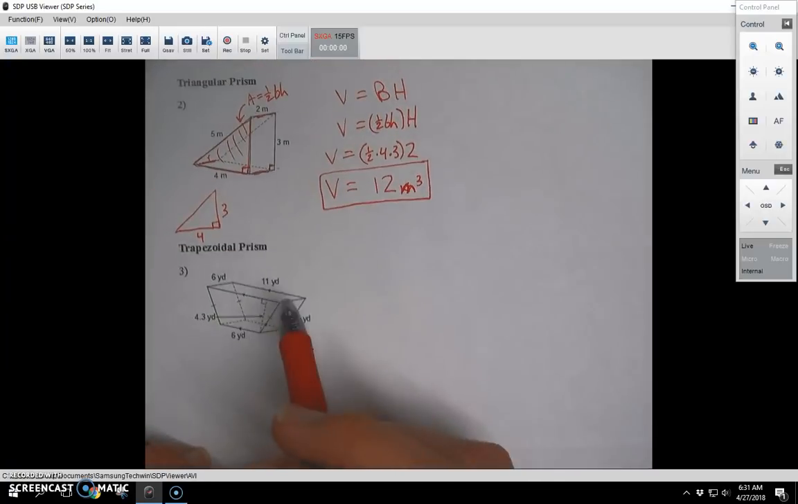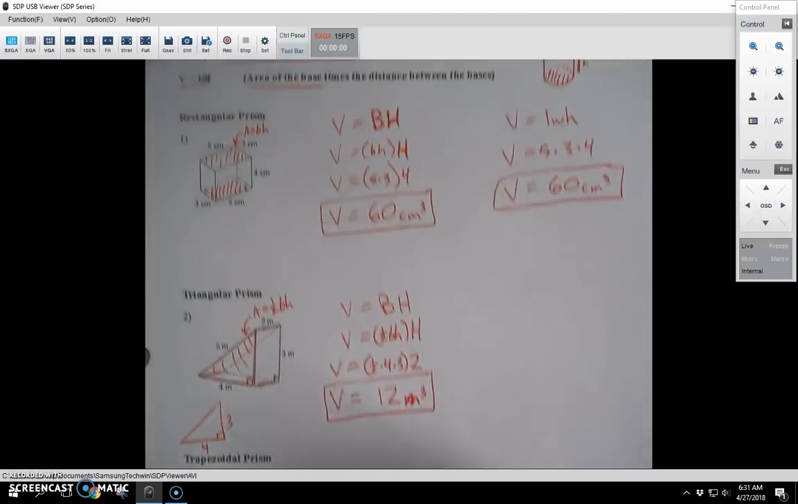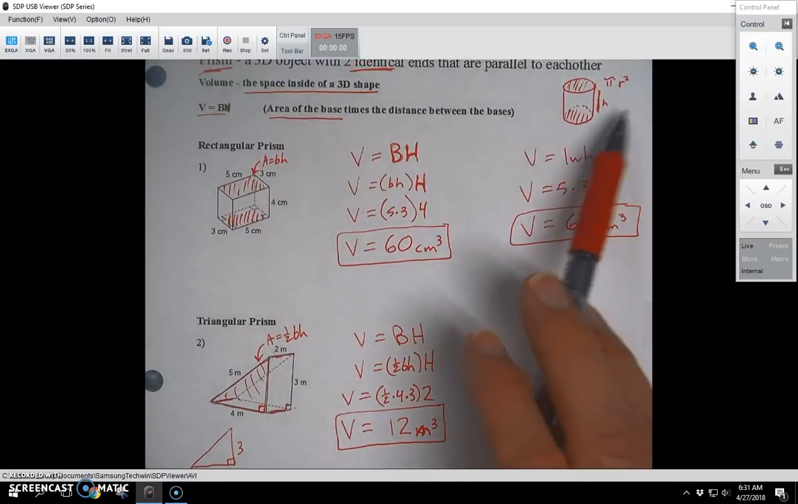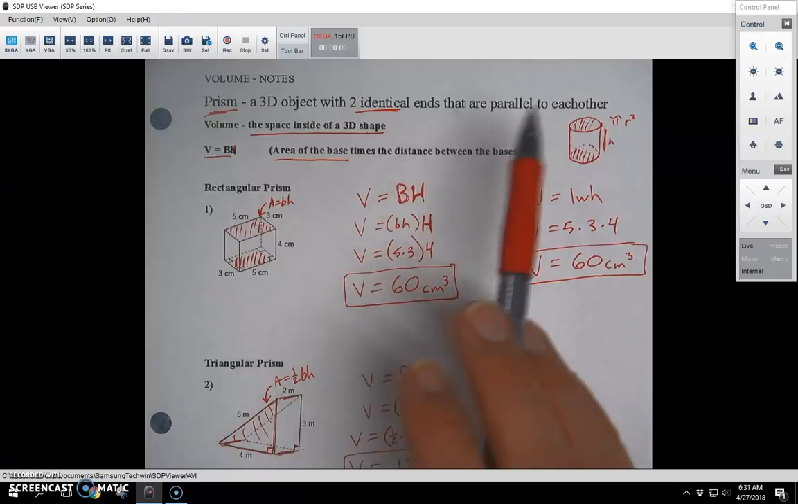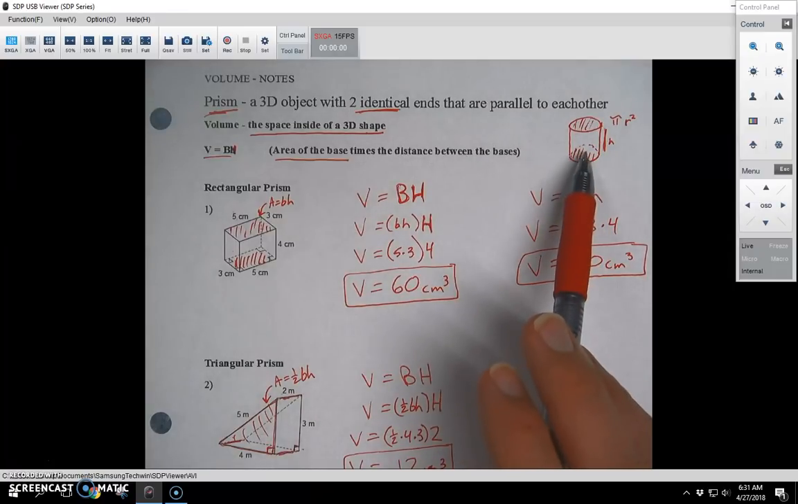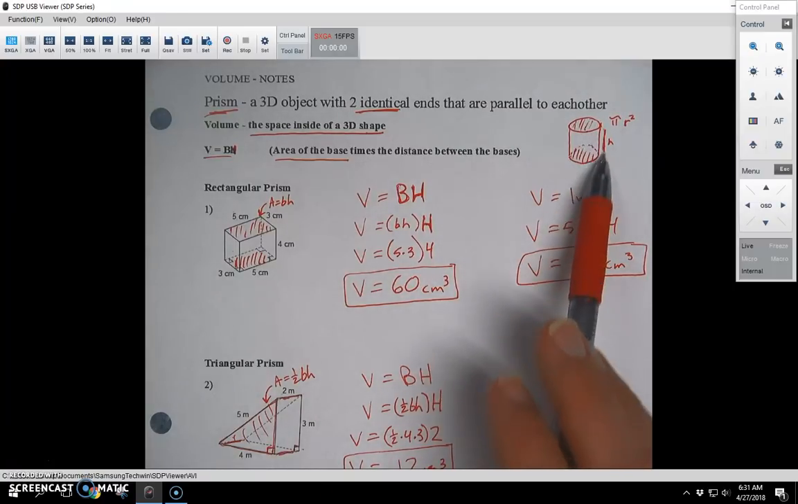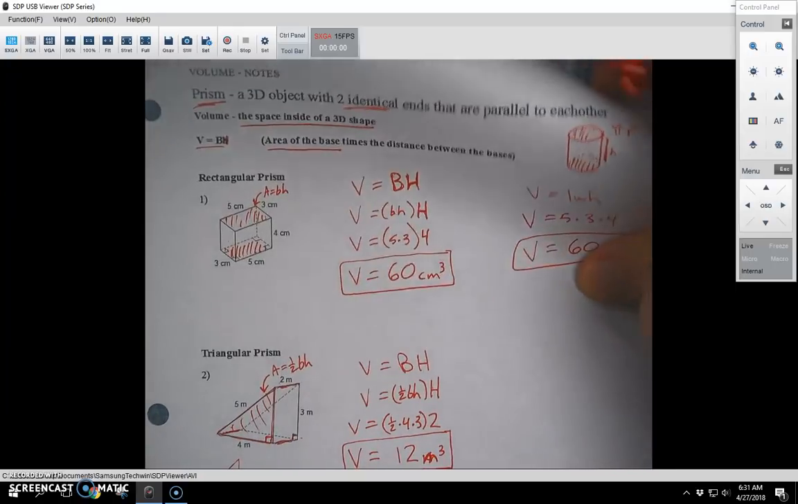So the trapezoidal prisms are going to be just like the triangular prisms, the rectangular prisms, and even like these cylinders. Okay, they're going to have two bases that are identical, that are parallel to each other, and they're just going to be connected. So you just find the area of that base and then multiply by how tall it is, which we're going to call the height.